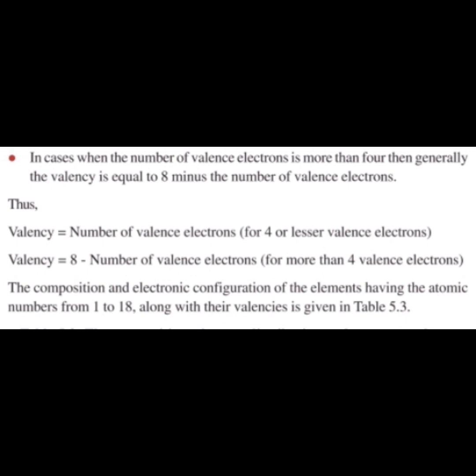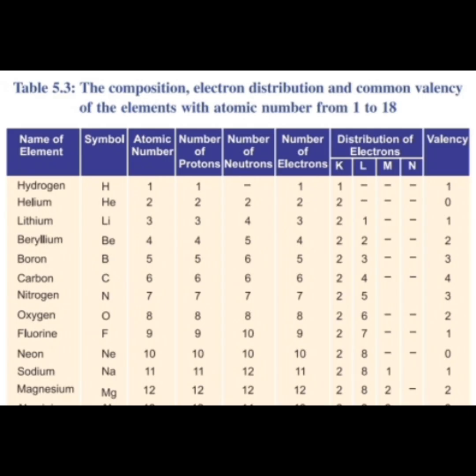Okay. The electronic configuration of the elements having atomic numbers from 1 to 18, along with their valencies, is given in Table 5.3. These are the atomic numbers given to the atoms from 1 to 18, which we saw in the previous picture. Below, they show how these values have been calculated for each and every atom. Let us see from 1 to 18.